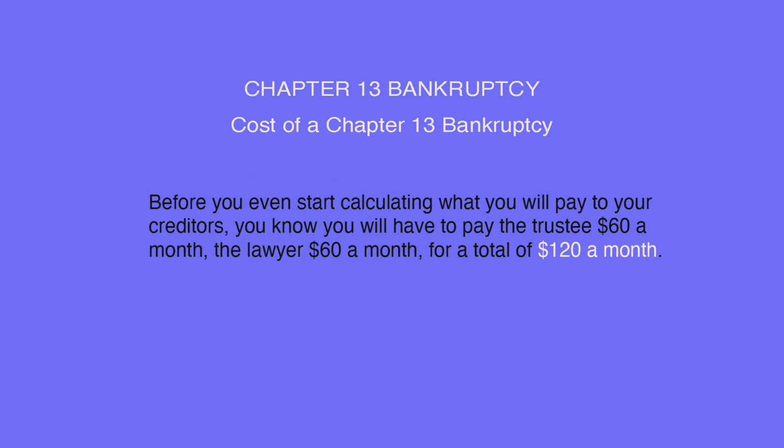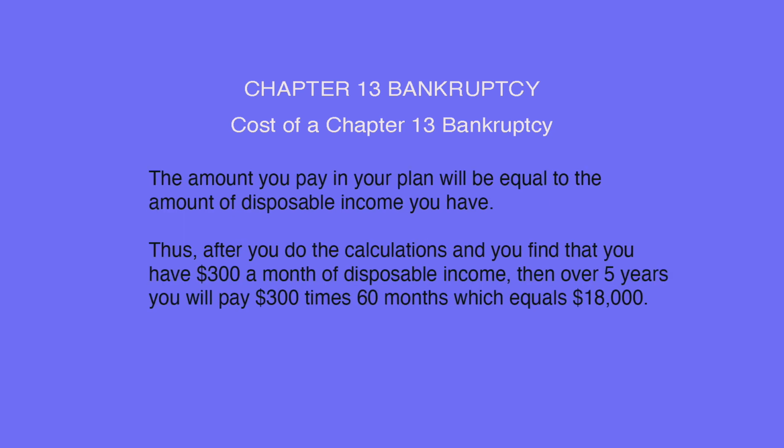So, before you even start calculating what you will pay to your creditors, you know you will have to pay the trustee $60 a month, the lawyer $60 a month, for a total of $120 a month. The amount you pay in your plan will be equal to the amount of disposable income you have. Thus, after you do the calculations and you find that you have $300 a month of disposable income, then over 5 years, you will pay $300 times 60 months, which equals $18,000.